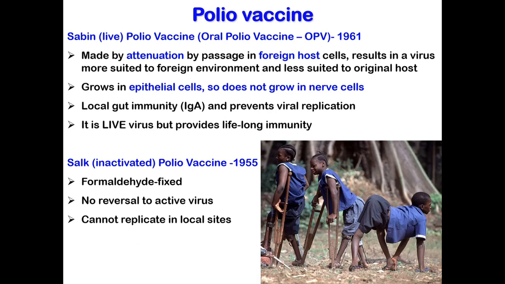The first polio vaccine that was developed was the Salk vaccine in 1955, and this was an example of an inactivated vaccine, where the virus particles have been treated with formaldehyde so that they can't infect the host cells. Then in 1961, a new polio vaccine was developed, an oral vaccine, which was delivered on sugar cubes.